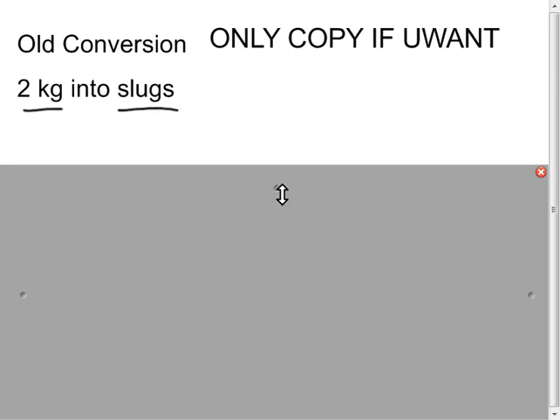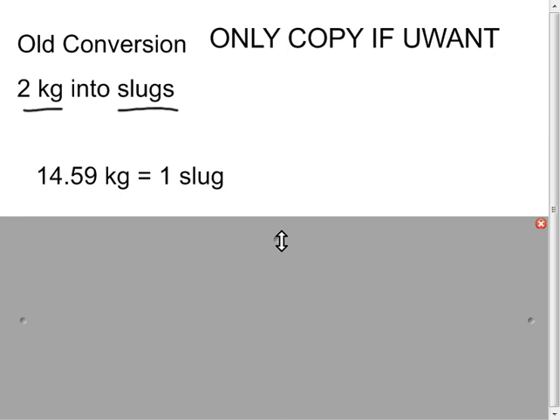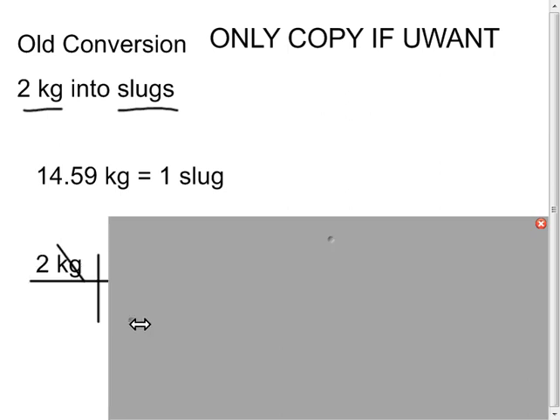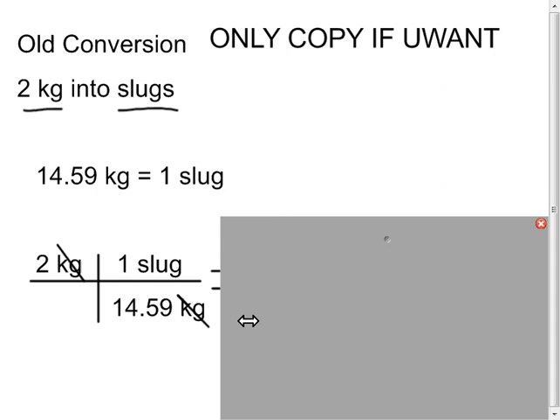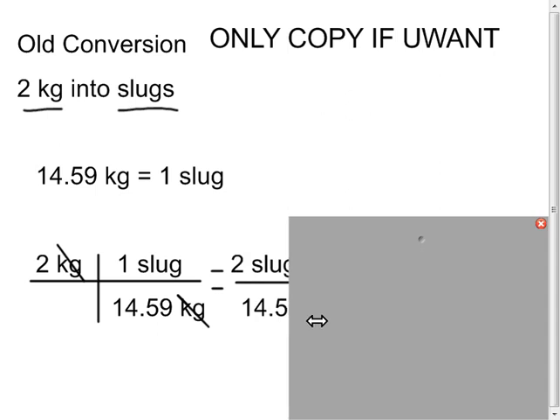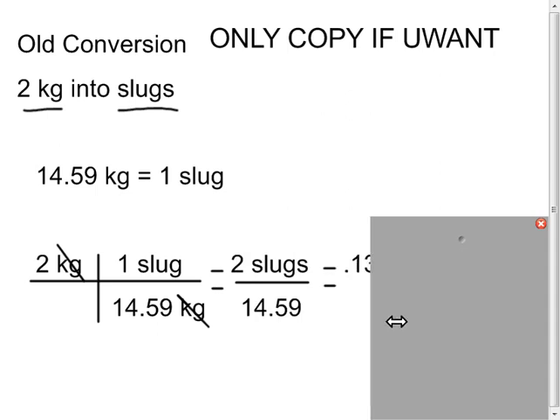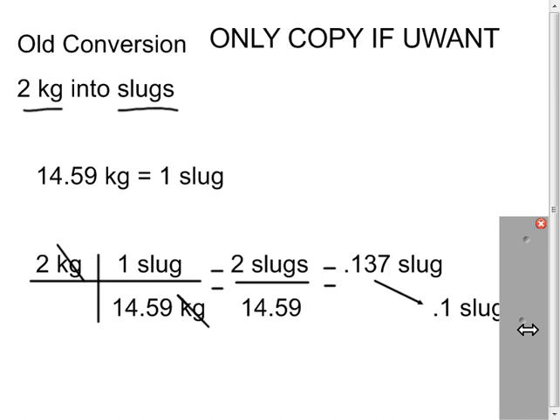The first thing I do, I find my conversion factors. The second thing I do, I arrange those on my brackets. All right. And I cancel like units. I multiply across. Then I divide the top by the bottom, and I round for sig figs. And that's an old conversion. That's just a simple conversion.